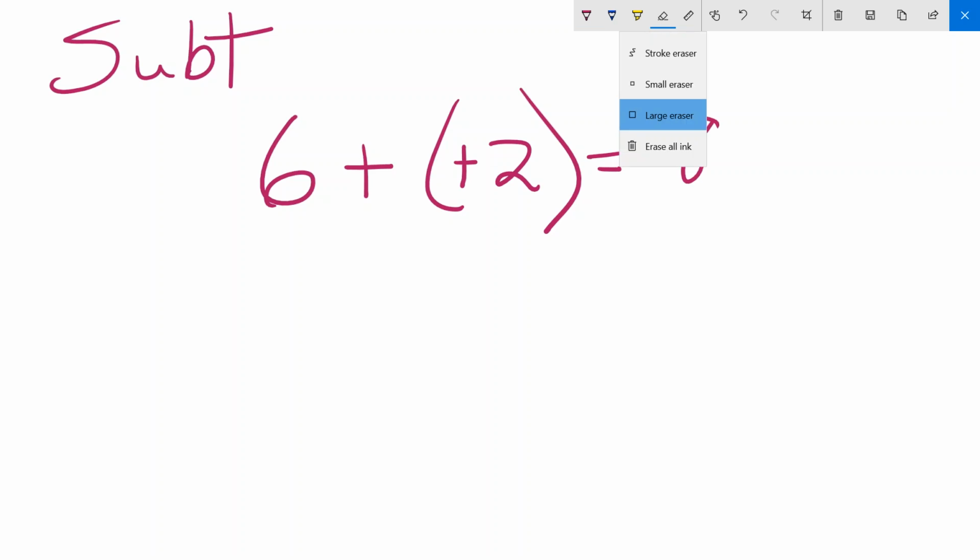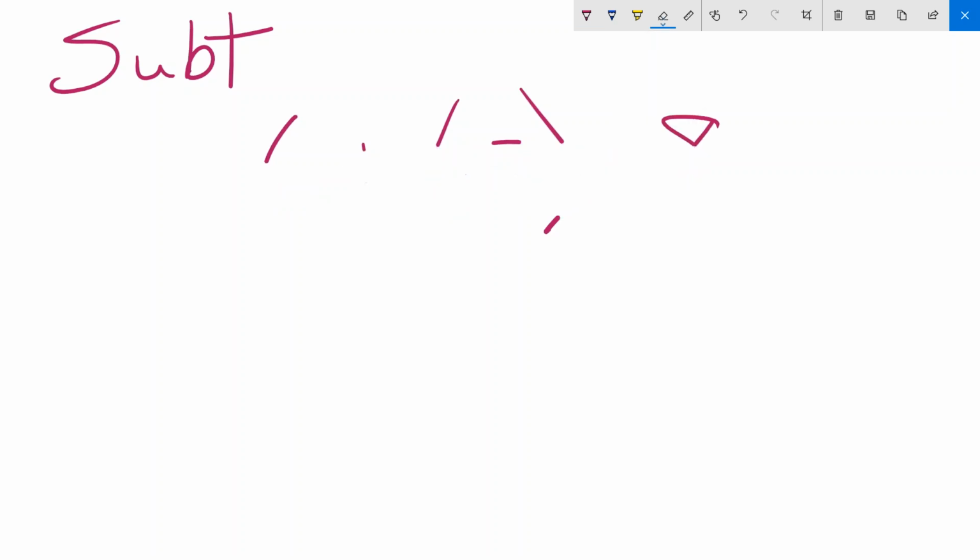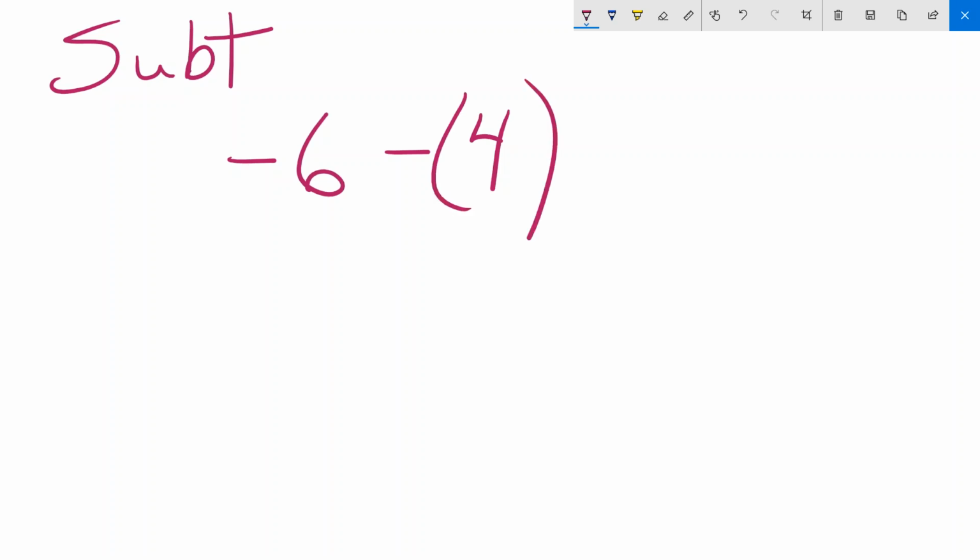There's only 3 kinds of addition problems. And as long as you turn these subtraction problems into addition problems, you will be fine. Now, if it helps, put parentheses around the number that's being subtracted. So what is this? After you turn it into an addition problem, what does it read? Minus 6, what? Negative 2.